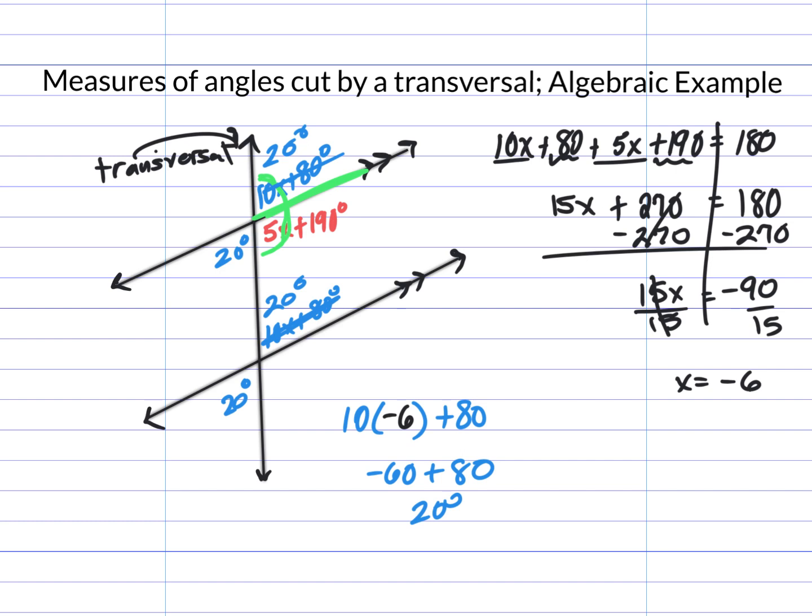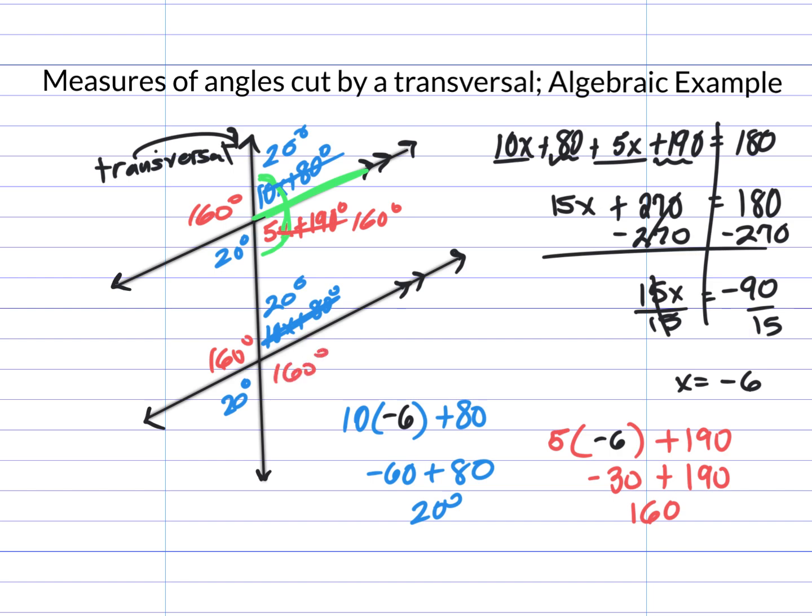Now let's find the red angle. 5 parentheses, and again, we're substituting our value for x that we found, plus 190, and 5 times negative 6 is negative 30, plus 190, and that is 160. So now I know this angle is actually 160, which makes this angle 160, and then here we're corresponding with that angle, and then here we're vertical.